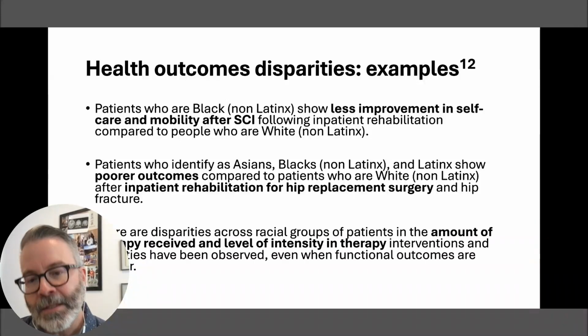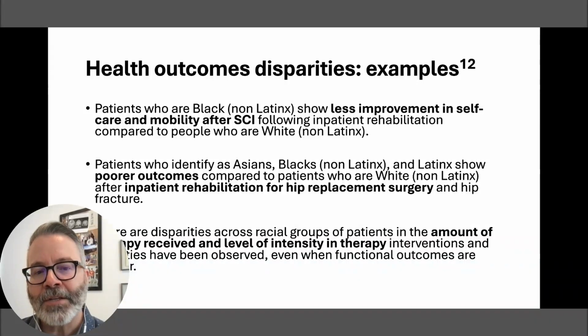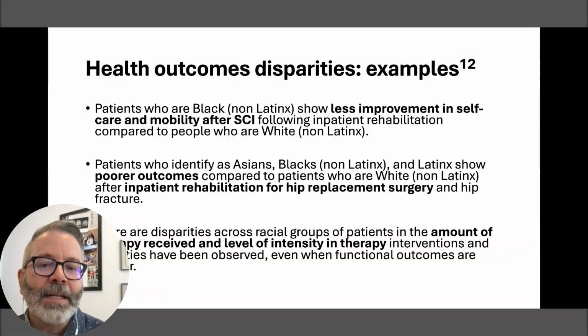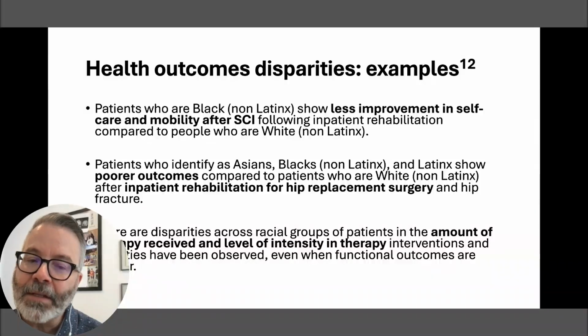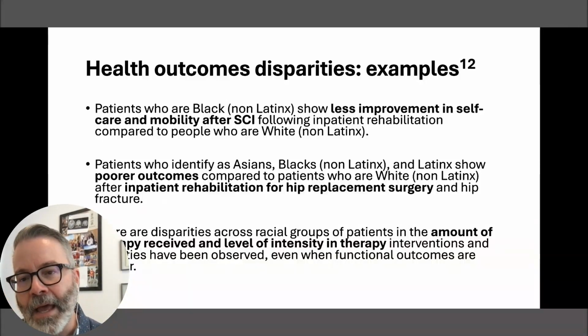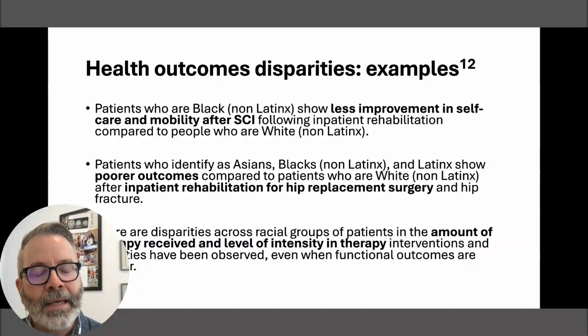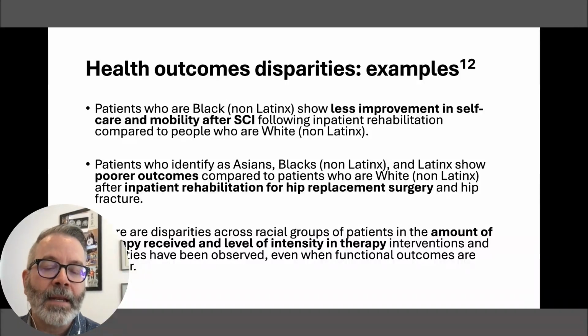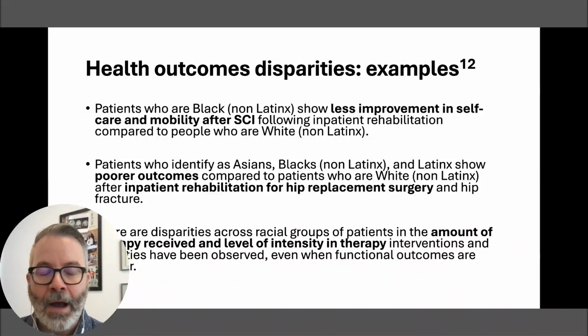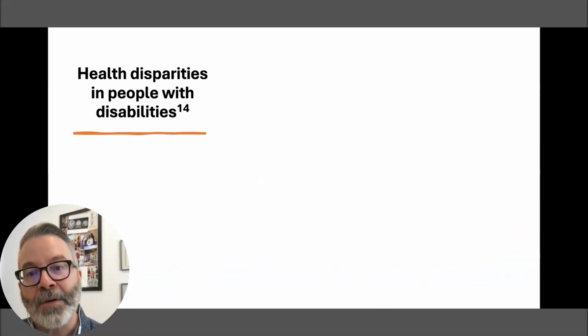There are disparities across racial groups of patients in the amount of therapy they receive and the level of intensity in therapy, interventions, and activities that have been observed, even when the functional outcomes are similar. So once we consider these facts, we have to wonder, why is that? Why is there a difference in not only the services that other groups receive, but how can we explain the differences in health outcomes?